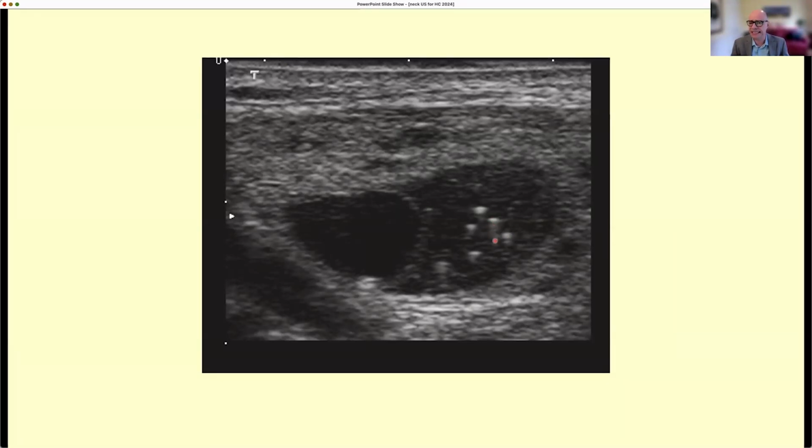It's posterior enhancement, meaning there's something here that reflects so many echoes that the machine gets discombobulated and doesn't understand at what distance behind the generator of echoes it is. And these are what we call comet tail artifacts, and they're generated by microcystic changes within the nodule. If you bear with me, you can see that each one of these has a little darker area in front of it. And those are microcysts within a colloid nodule that generate these reflectors. And when you see these artifacts, this is a benign nodule.